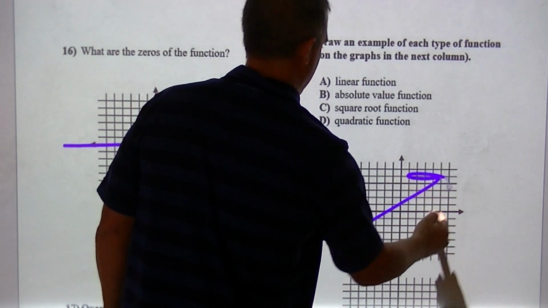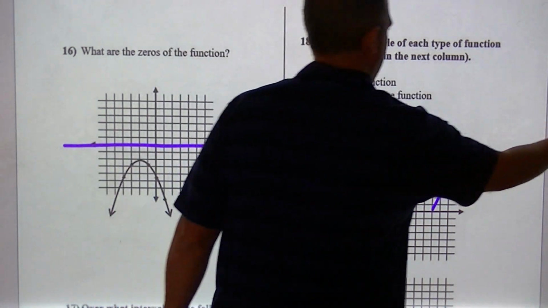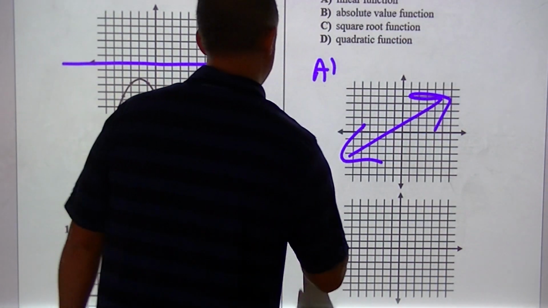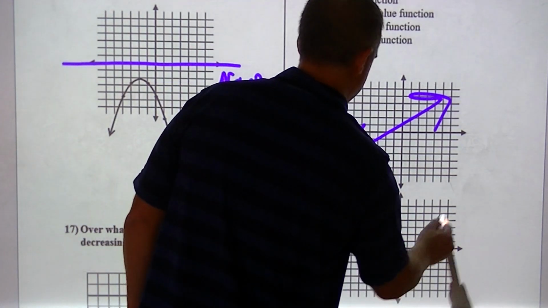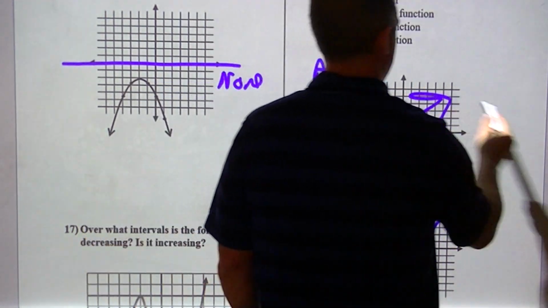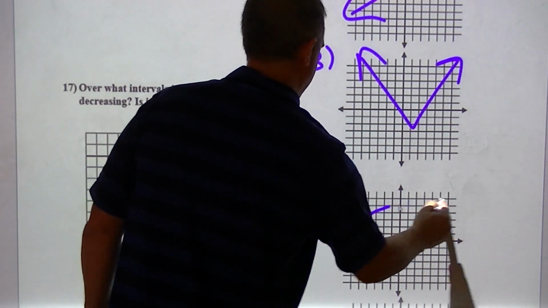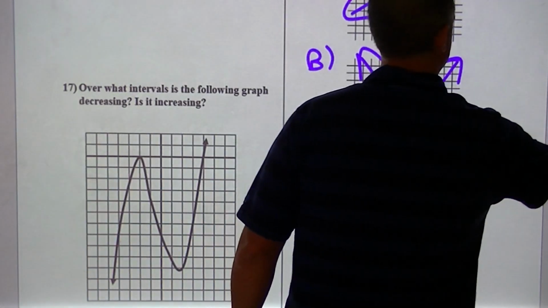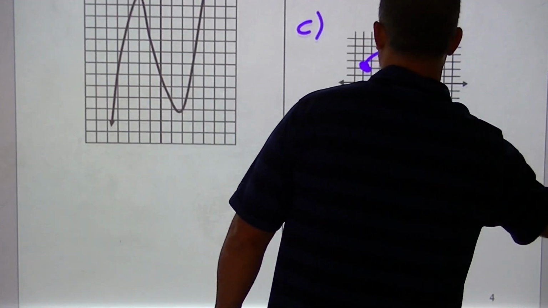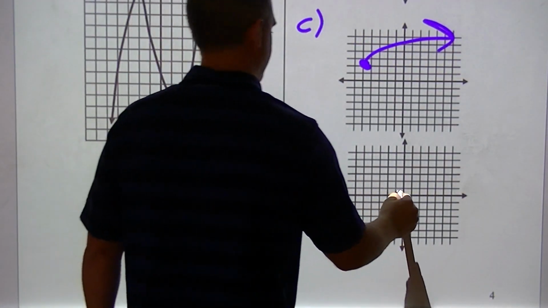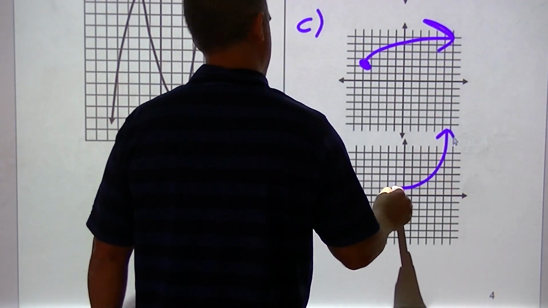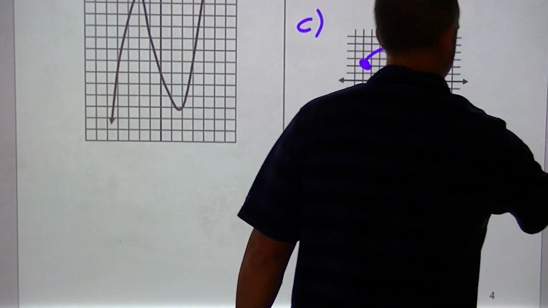Draw a linear function. That would be just a line. Draw an absolute value function. That would just be a V. Square root function would be like a dot, like this. And then what was the last one? Quadratic? Yep. A quadratic function would be a U shape. Okay? So don't overcomplicate that.